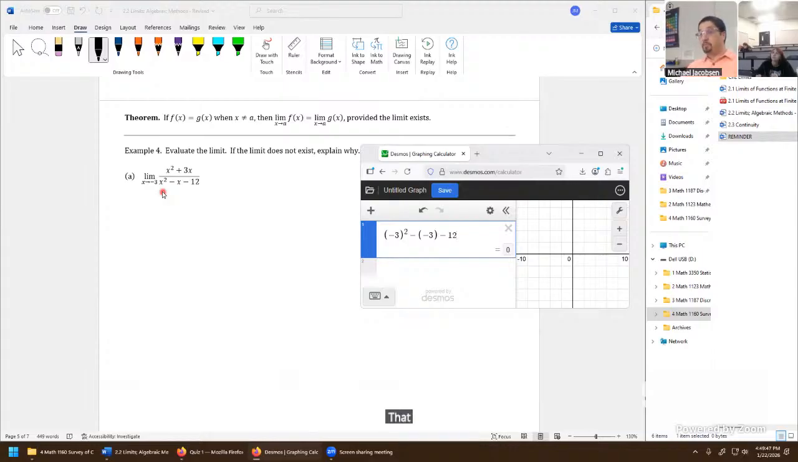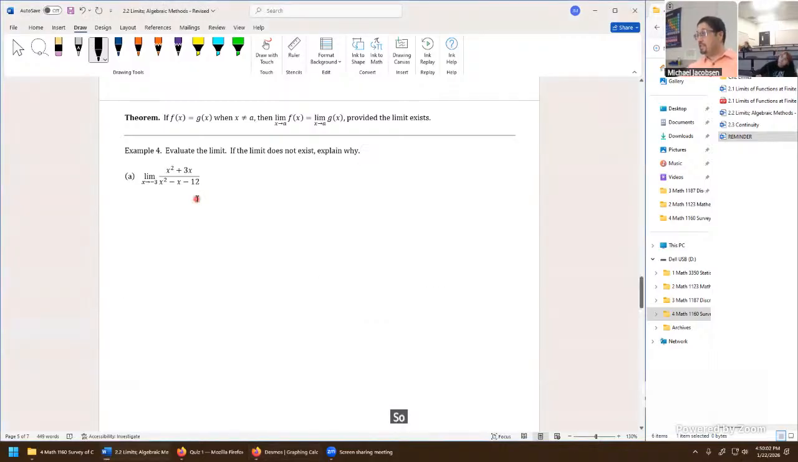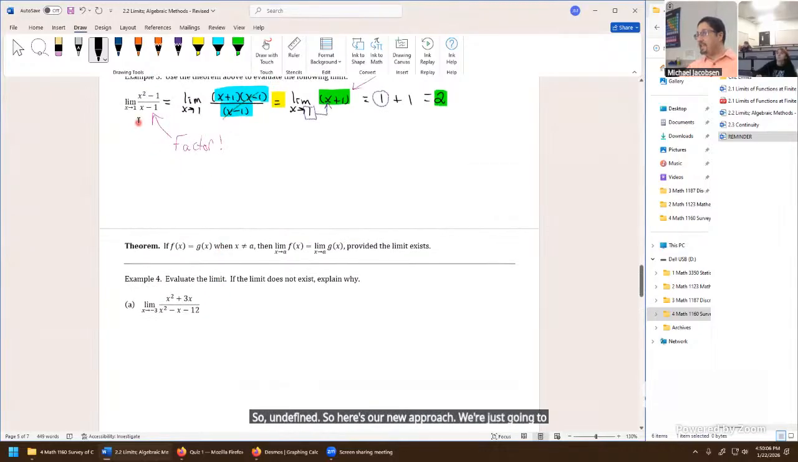That tells me we have a problem with direct substitution. It is a rational function, but -3 is not in the domain. So we cannot determine the value of the limit by just plugging it in this time. We get a 0 down below, so undefined. So here's our new approach. We're just going to redo what we did here, using that last problem as inspiration. Let's factor both the numerator and denominator.